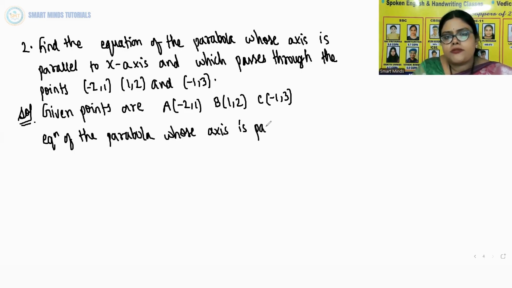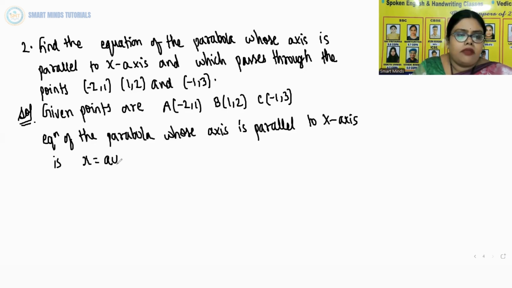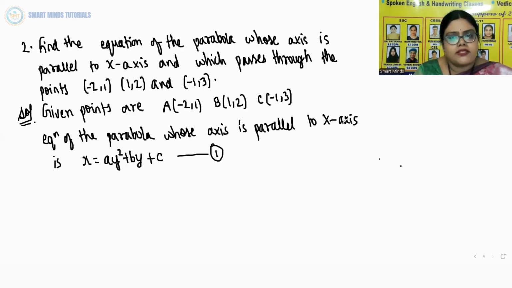Whose axis is parallel to x-axis is x is equal to ay square plus by plus c. Let us take this as equation number 1. This is the general form of the parabola when axis is parallel to x-axis. When it is parallel to x-axis, take x on the left hand side. When it is parallel to y-axis, then take y on the left hand side.